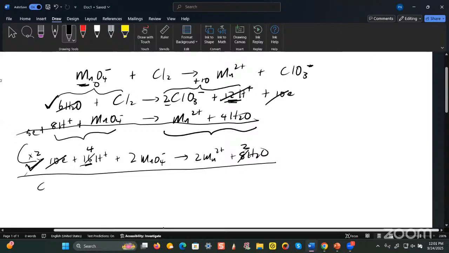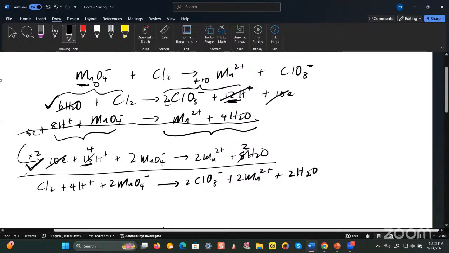So what's going to be left will be the chlorine plus 4H+ plus 2MnO4 minus. And then on the right side, you're going to have 2ClO3 minus plus 2Mn2+ plus 2H2O. And that should be the final answer, of course.